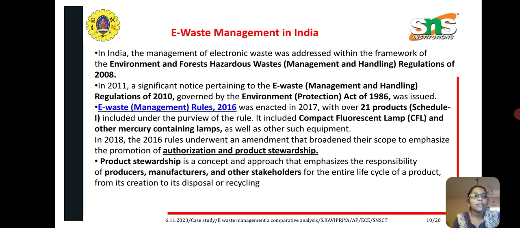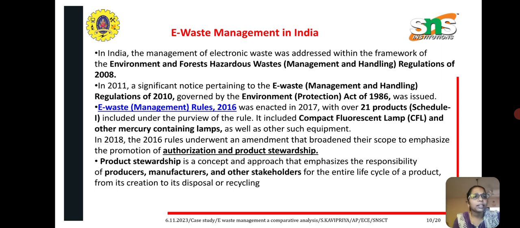And next is e-waste management in India. In India, the management of electronic waste was addressed within the framework of the Environment and Forest Hazardous Waste Regulation of 2008. In 2011, a significant notice pertaining to e-waste governed by the Environment Act of 1986 was issued. E-Waste Rules 2016 was enacted in 2017, which includes about 27 products under the purview of the rule. It includes CFL, mercury lamps as well as other equipment. In 2018, the 2016 rules underwent an amendment which includes authorization and product stewardship.